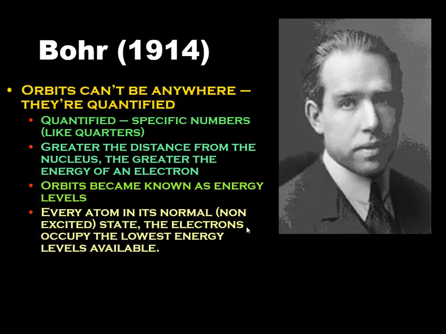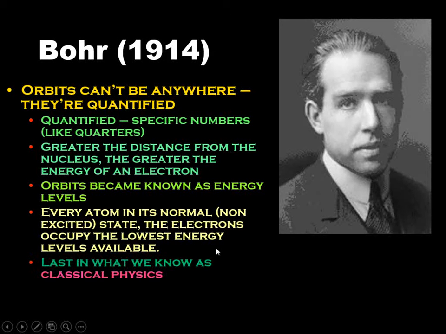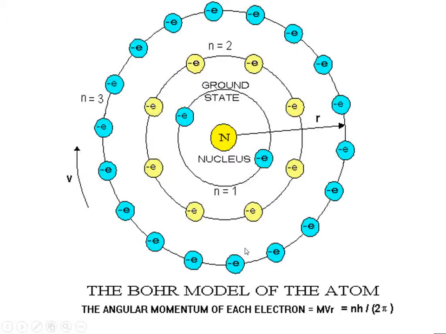Maybe not all students, but lots of times you want to use the least amount of energy to get something done. That's just like electrons. So if they can, they're going to be in the lowest energy levels. This is classical physics, even, just so you know. This is the Bohr model.